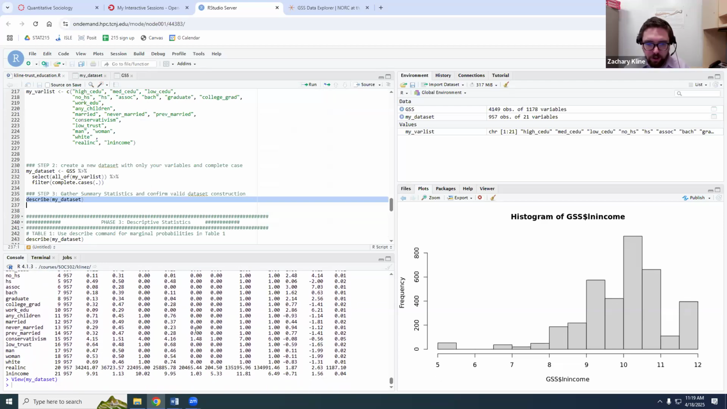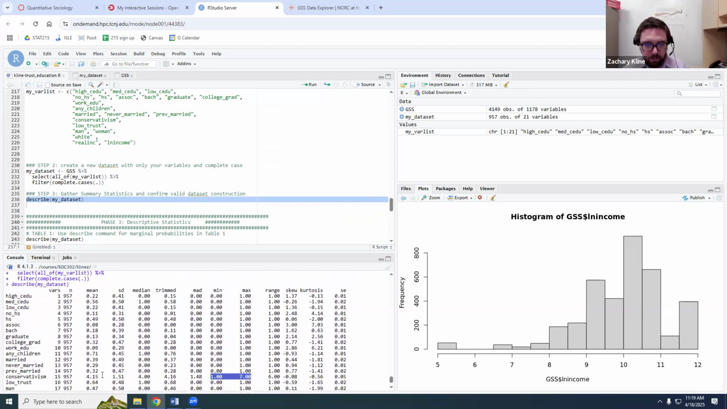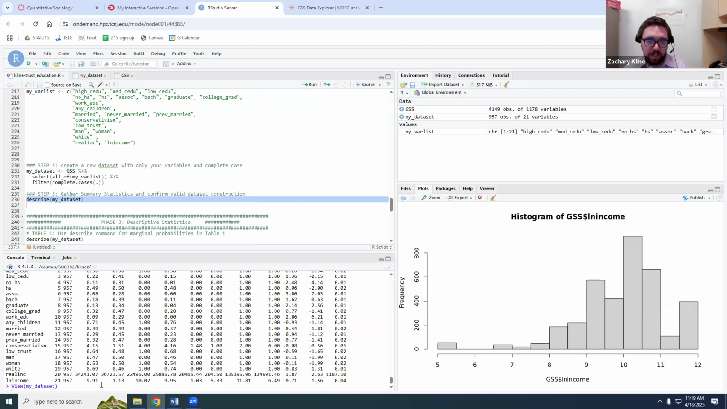So most of these variables here are dummy variables. We do have our ordinal variable here, our conservatism. Our conservatism is measured on a 7-point scale, ranging from 1 to 7. So you can see min to max, 1 to 7. Our mean is 4.15, so it's right around the middle of our scale. Our median is similarly 4. Our standard deviation here is 1.51, telling us that most of our respondents are somewhere on the conservative scale, assuming this is normally distributed, which we could assess using a histogram.